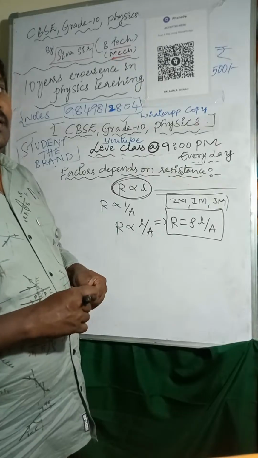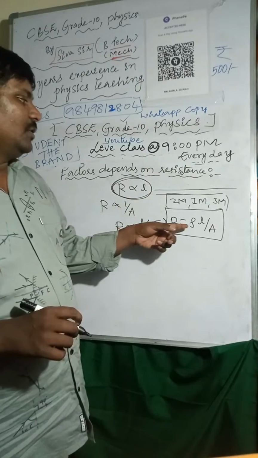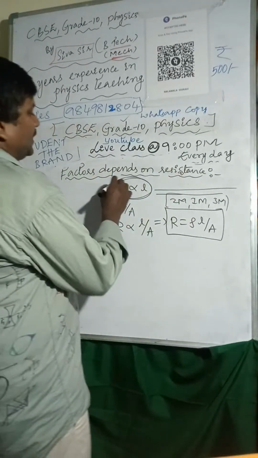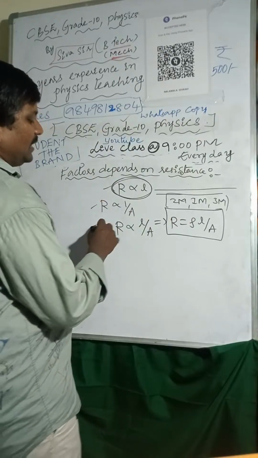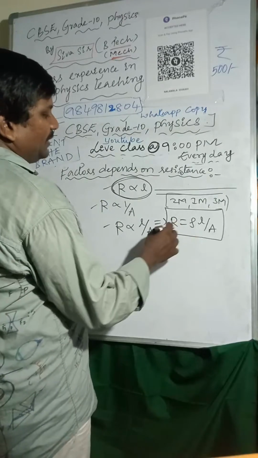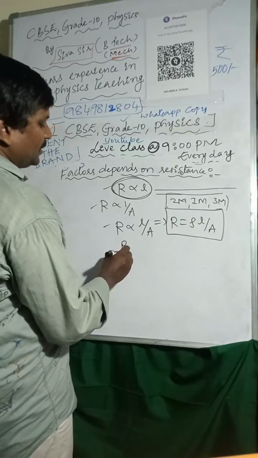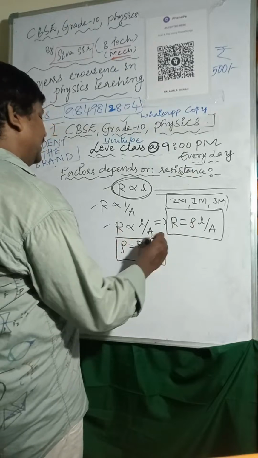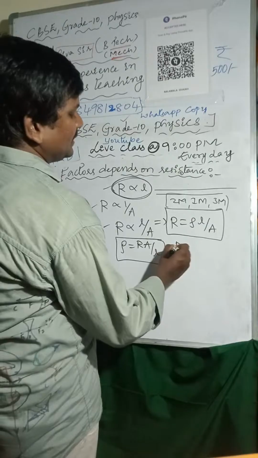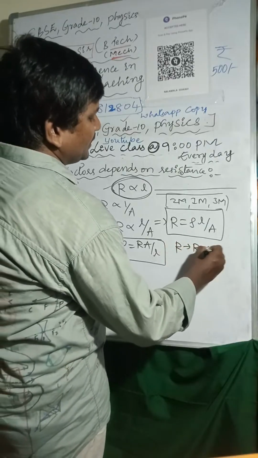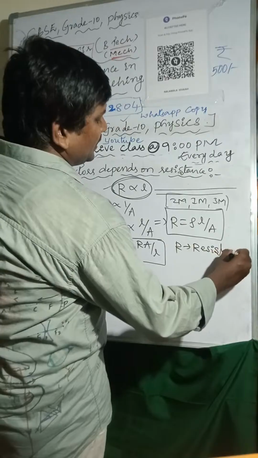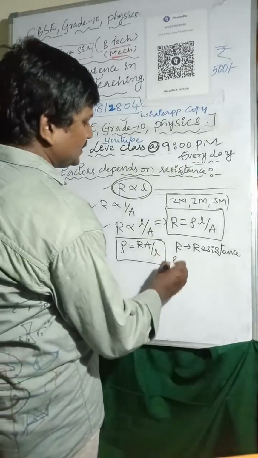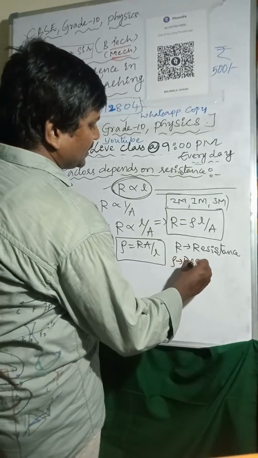Here you can observe R equal to rho into L by A. R is directly proportional to L, and inversely proportional to area. From this, rho equal to RA by L. R is the resistance, and rho is the resistivity.